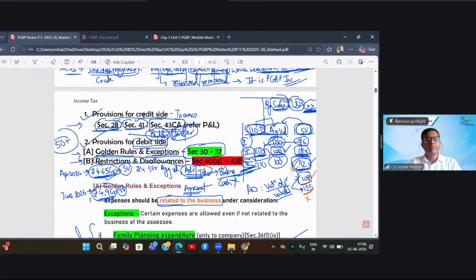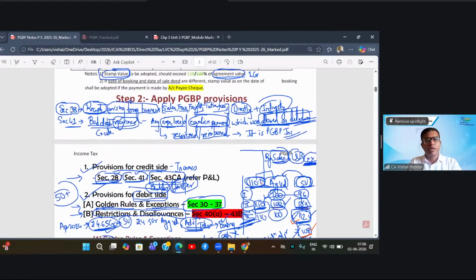On the credit side, that is the income side, what will form part of income? That is decided by sections 28 and 41, these two sections. Section 28 basically gives you a list of all those receipts which will be covered in PGBP. In that, firstly, you have the direct receipts which are arising from the exercise of that business or profession. And then you have some indirect receipts, or those receipts which the law specifically wants you to consider under this head.